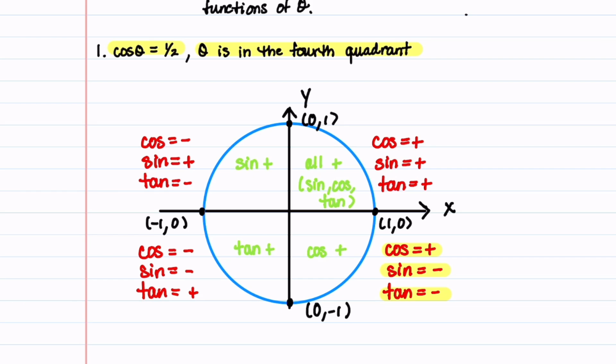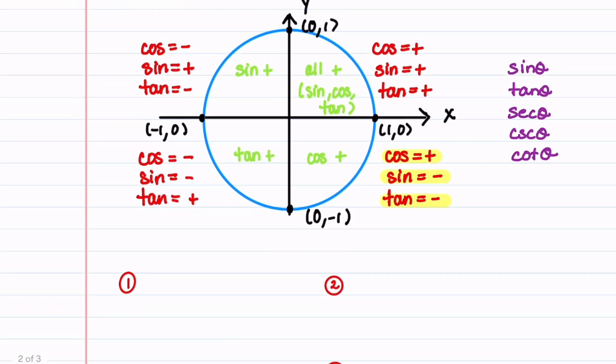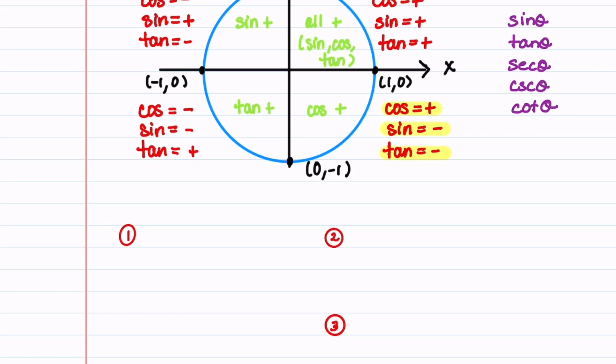The 5 trigonometric functions that we need to find are sine theta, tangent theta, secant theta, cosecant theta, and cotangent theta. We'll start by finding sine theta and use the Pythagorean identity sin²θ plus cosine²θ is equal to 1. Solving for sin²θ, we have sin²θ is equal to 1 minus cosine²θ.